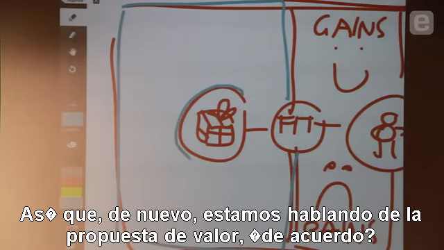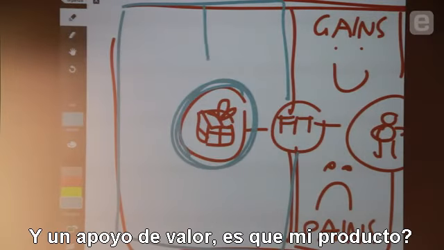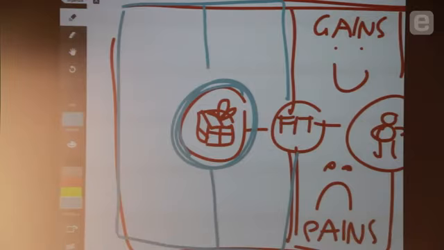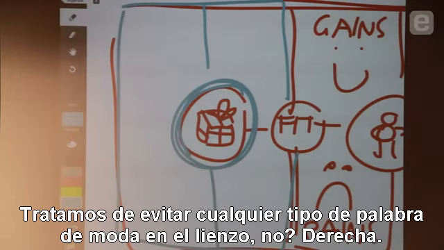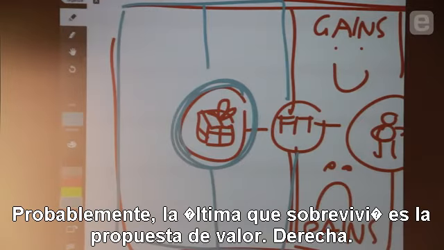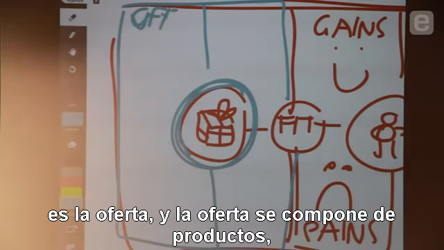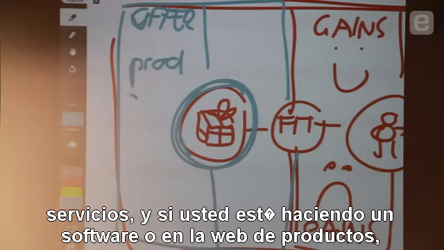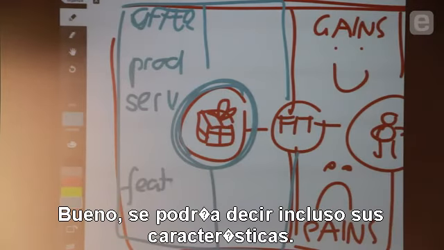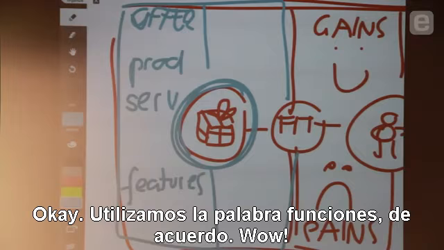So again, we're talking about the value proposition here. Okay? And the value prop, is that my product? We tried to avoid any type of buzzword in the canvas, right? Probably the last one that survived is the value proposition. So the value proposition, you could say, it's the offer, and the offer is composed of products, services, and, if you're doing a software or a web product, well, you could say even features. Okay. We use the word features.